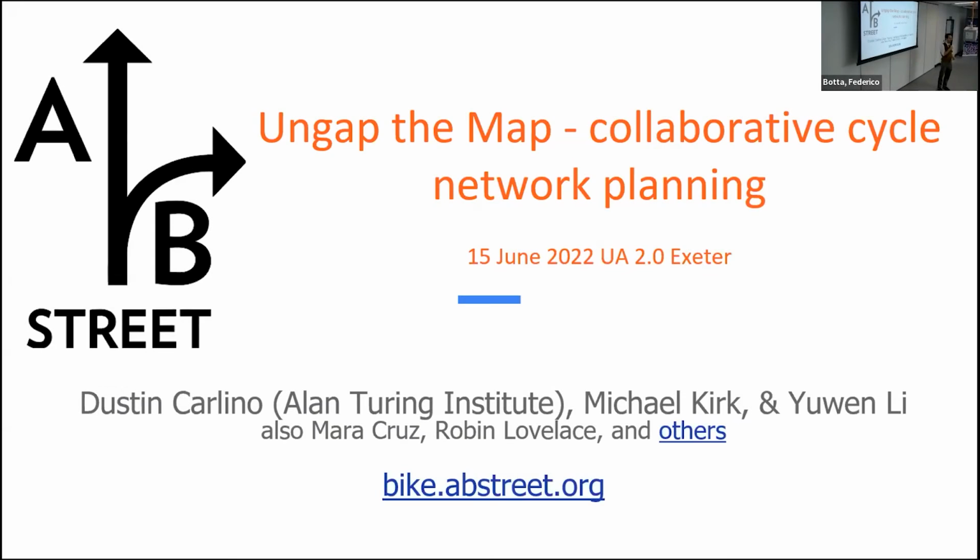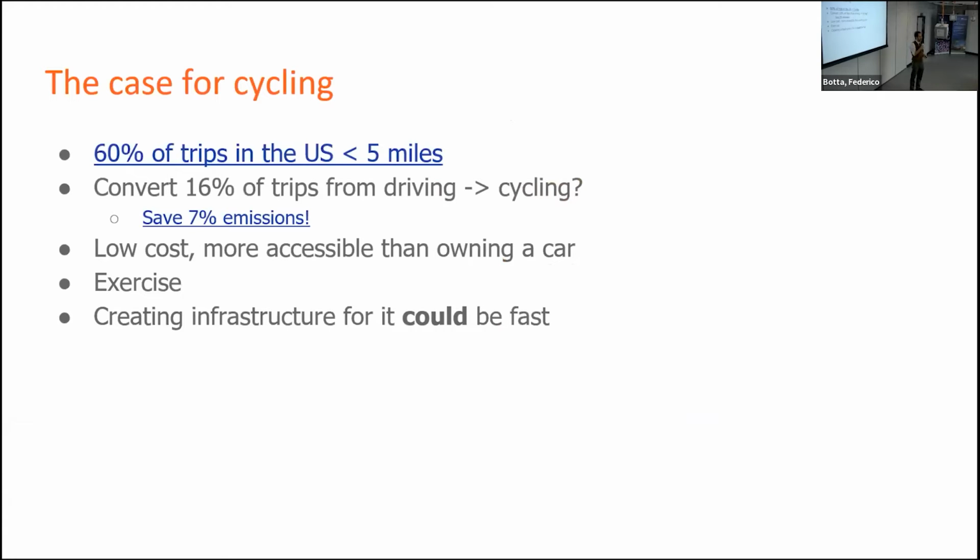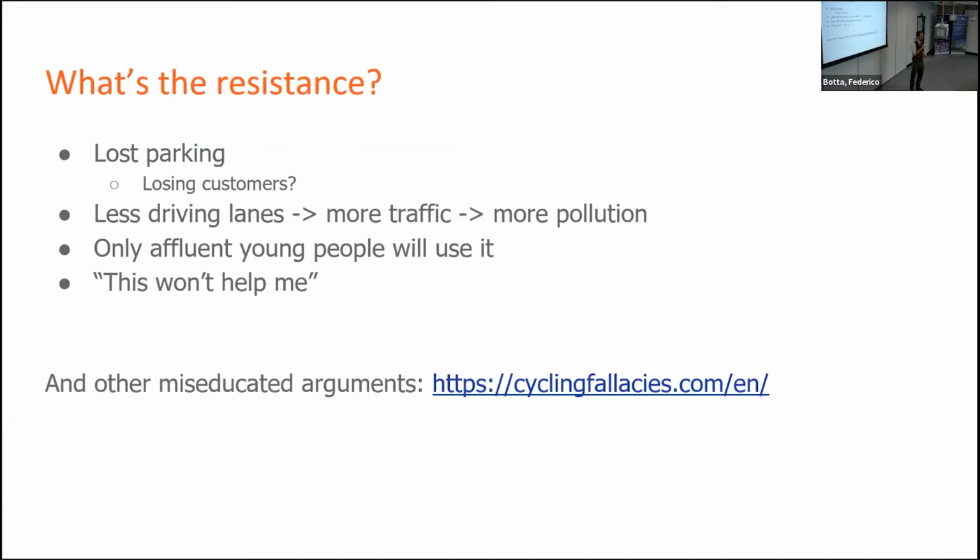This is some work called Ungap the Map that I started a little bit before I joined the Turing, with other people from the US listed here. So this morning in the keynote, Michael gave a great argument for why we need to prioritize cycling in cities, and so I won't talk about this.